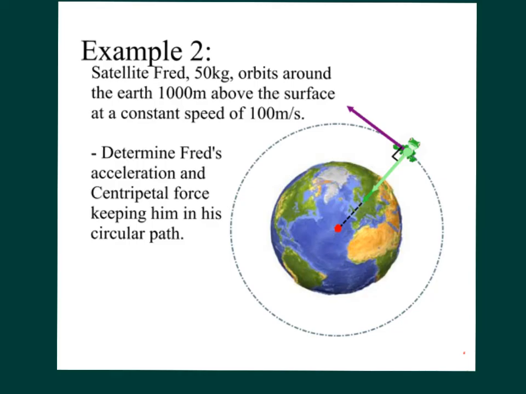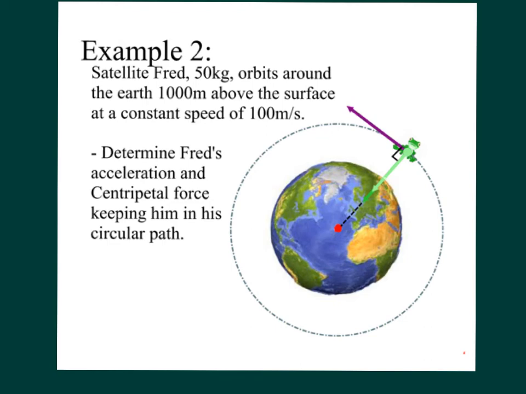In this example, we have a satellite who is a very large Freddy. Freddy is 50 kilograms, and he's orbiting around the Earth 1,000 meters above the Earth's surface at a constant speed of 100 meters per second. Again, we're going to find the acceleration of the object and the centripetal force keeping him in the circular path. The only difference here is we have the added radius of the Earth, which we'll need to look up on our reference table.